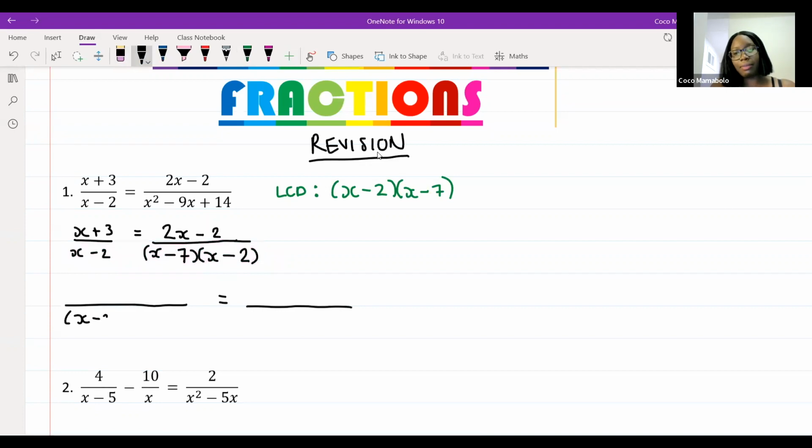I know that my denominator on the side is x minus 2, x minus 7. Have a look over here, Ndebo. I've only got x minus 2, but this is my whole denominator. What's missing on this side? What's missing?